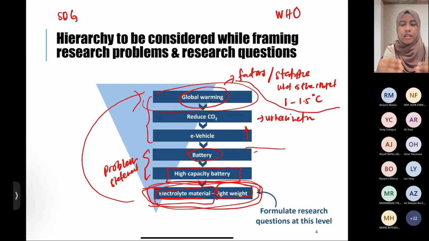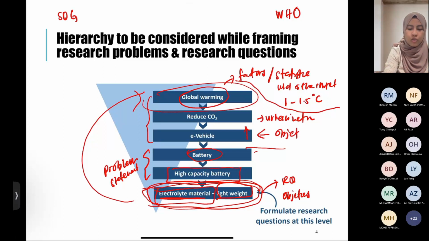Right? So from here, when you are clear that your research is actually in the particular area of the electrolyte material, then you formulate the research question and objective based on that. Your objective should be after this. First is research question, then objective. Your objective shouldn't be at here.